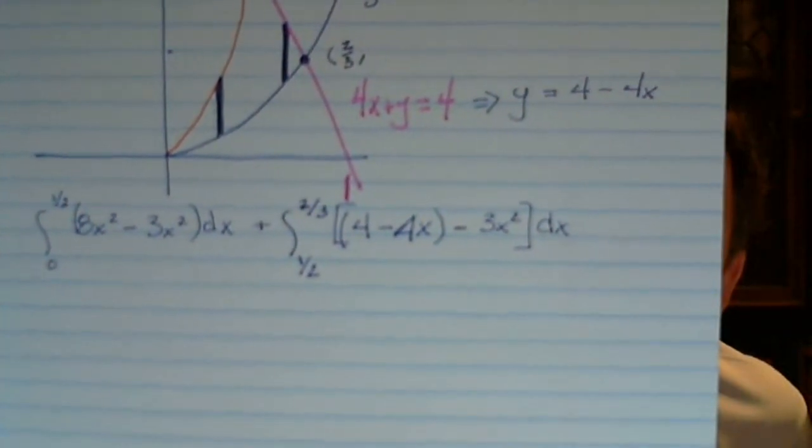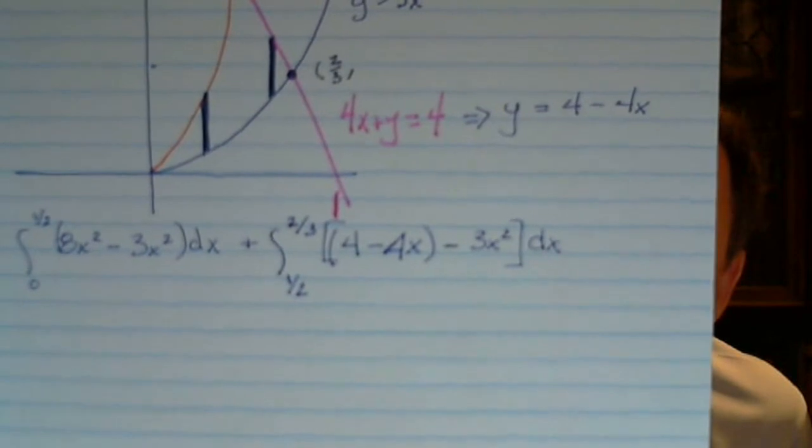And you can hit pause there if you want to take a look at that, see if you've got exactly the same integrals. Now when we simplify the first one, that's just going to be the integral from 0 to 1/2 of 5x squared dx. Plus, now the other one is the integral from 1/2 to 2/3. And if we rewrite that in descending powers of x, that's going to be minus 3x squared minus 4x plus 4 dx. Now, if we integrate those, the integral of 5x squared becomes 5x cubed over 3.